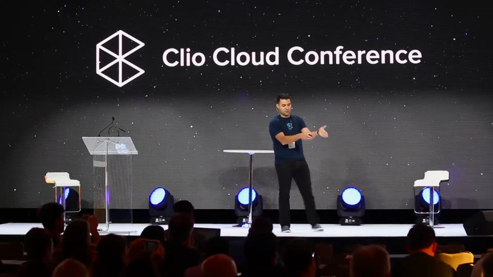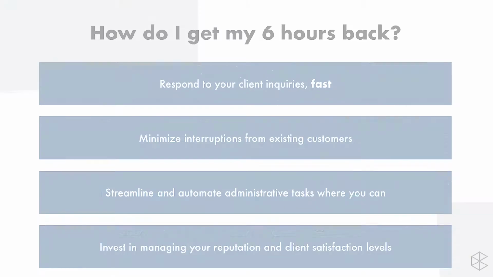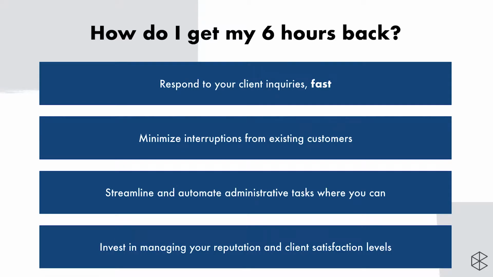So in a nutshell, where did we conclude this cliffhanger from last year in our first episode of the next season? Well, how do I get my 6 hours back? I think number one would be respond to your client inquiries as quickly as you can. The second would be minimize the interruptions you get from your existing clients that you're serving in intelligent ways. The third would be obviously streamline and automate as many of those administrative tasks, taking up as much as 50% of your time that's not spent toward billable work. I think the fourth would be investing in managing your reputation and client satisfaction levels in any way you can.